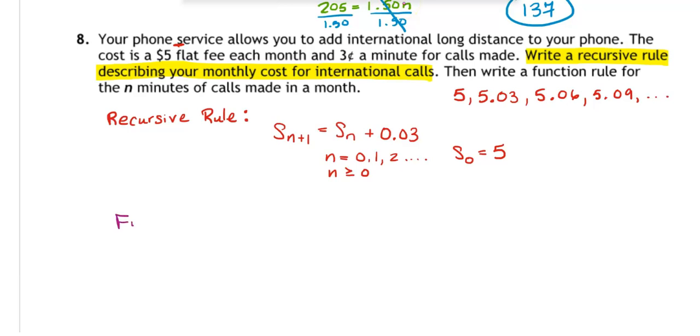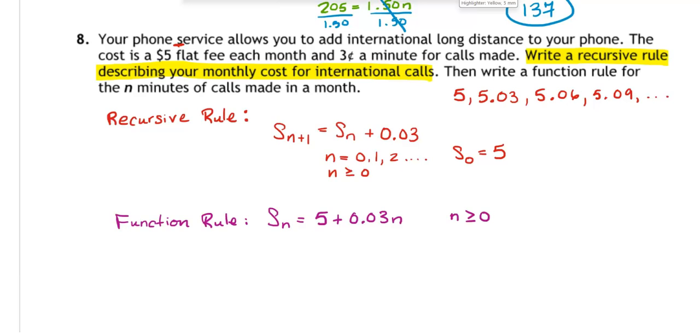Now our function rule. So let's do that. Function rule. Again, it's going to look like a linear equation, essentially. And so we're going to say S sub n is equal to that initial amount, that 5, plus 0.03 times n. And again, the n is going to represent the number of international long distance minutes that we've used. So we would have that, and then we would just need to say that n is again greater than or equal to 0. And then we'd have our function rule defined for us right there, and our recursive rule defined for us right there.